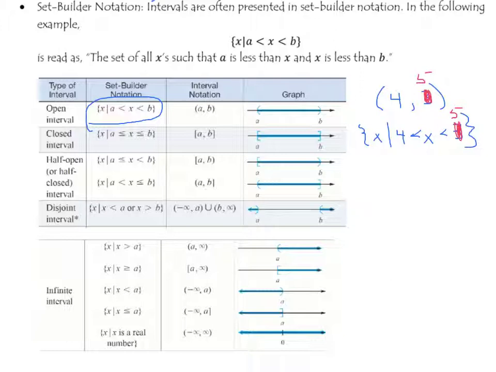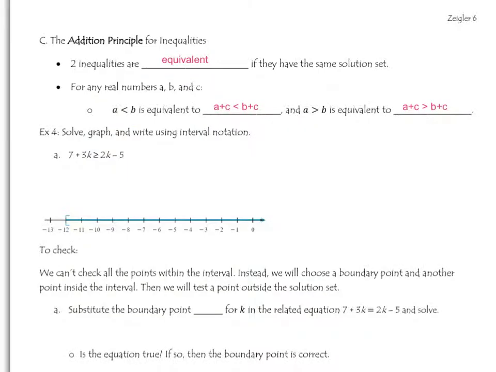Okay, if you just have x is greater than a, your graph's going to look like this, where something goes off to infinity. And if you have x is all real numbers, that would be a graph from negative infinity to positive infinity. Okay, reminder that the addition property works for inequalities. You can have two inequalities which are equivalent if they have the same solution set. And if you have an inequality and you add the same thing to both sides, you have an equivalent inequality. That's all C is saying.